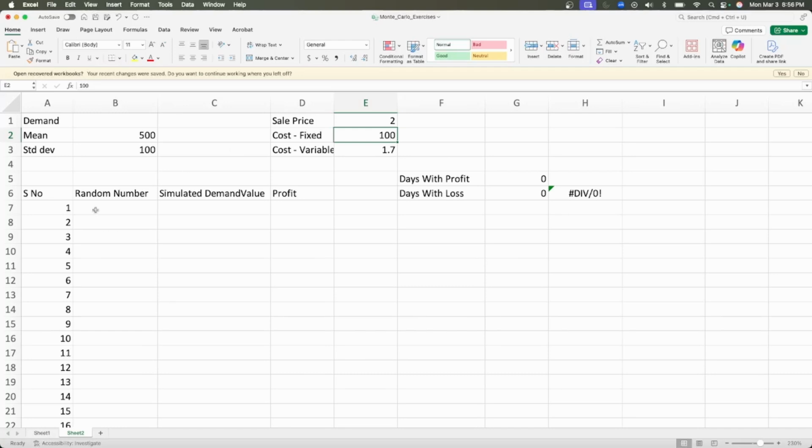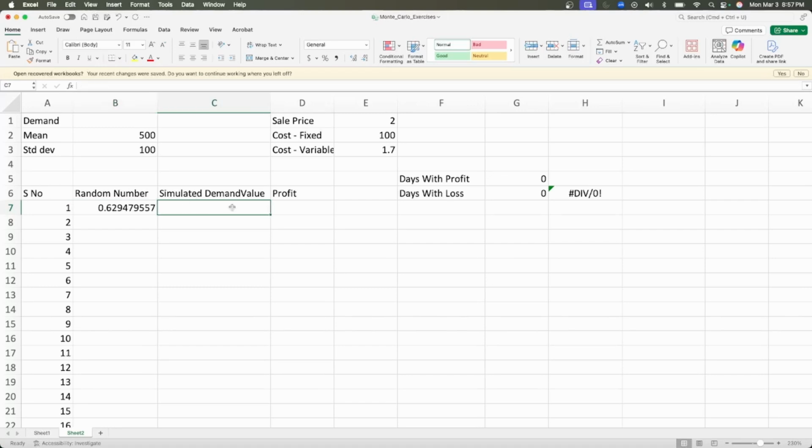So if I have to do the Monte Carlo simulation, first of all, I'll go ahead and generate a random number. Let's do that. The way to do this random number generation in an Excel sheet is simply using a function called RAND. And there you go. You have a random number somewhere between 0 and 1.